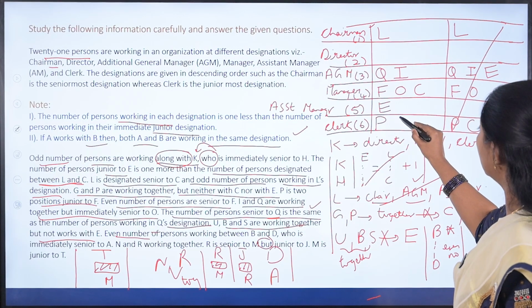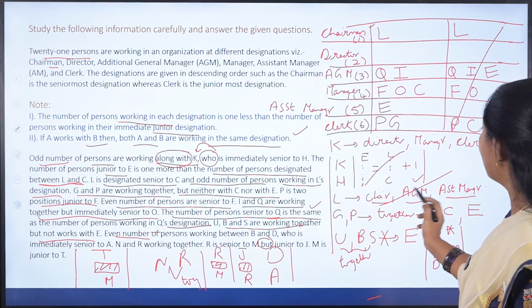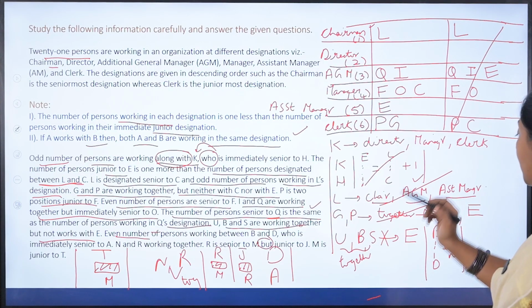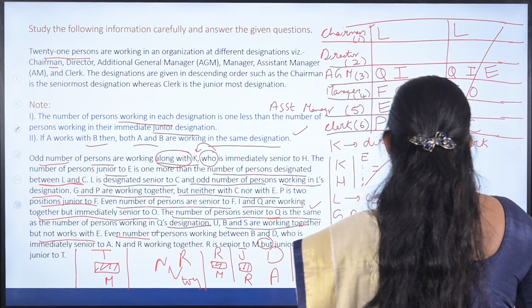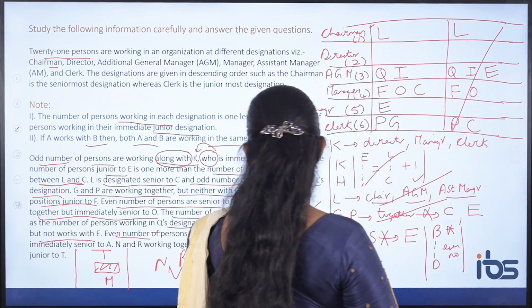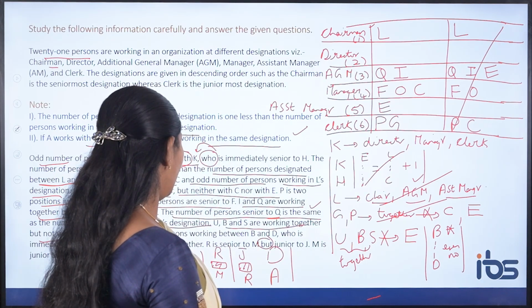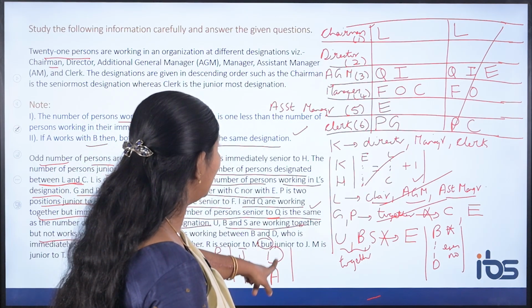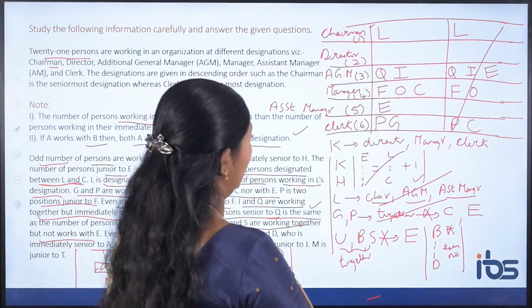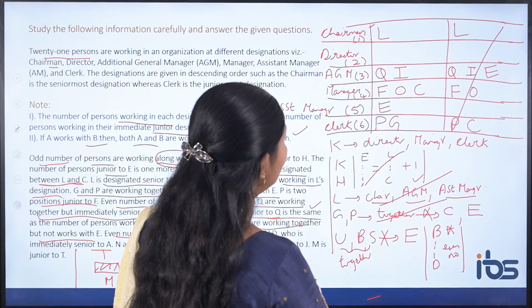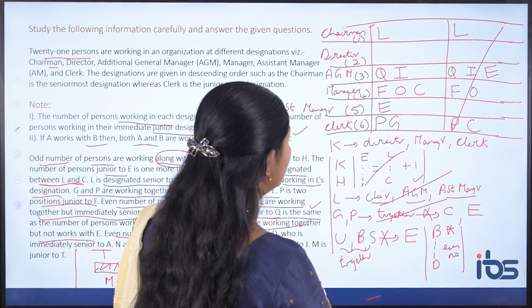And G and P are together. So G and P are together, but not with C or E. Even that statement is also finished. Now you have one more person there. L and C is also fixed, and there 2 more persons. Then you have next what else? T, N and R are together, and you have one more statement. D who is immediately senior to A, they have mentioned.